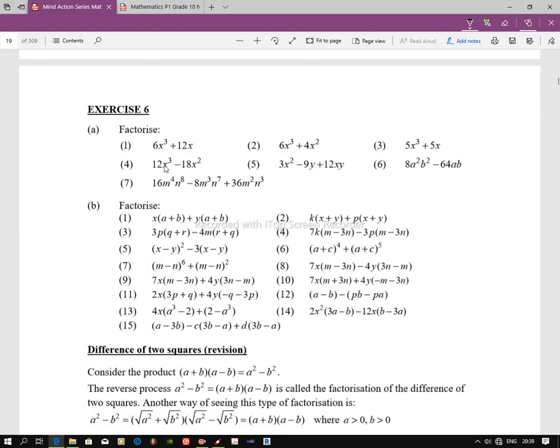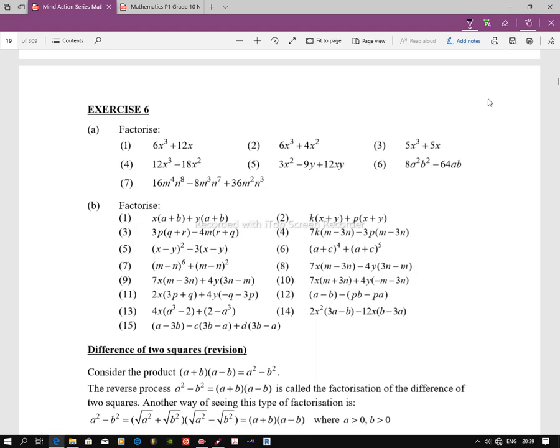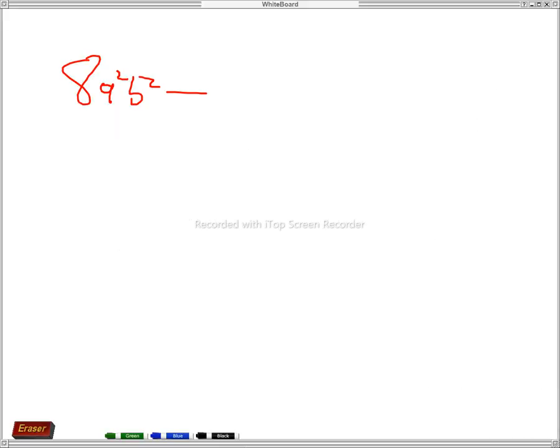Here it was all about taking out a common factor, looking at the examples that you are given here. Let me just do another example, number 6, the last one: 8a squared b squared minus 64ab. So I'm having something like this.